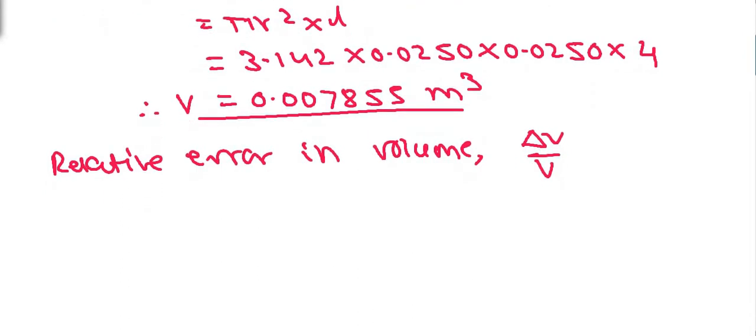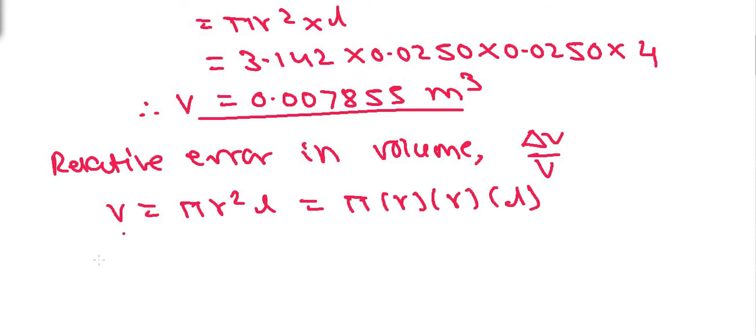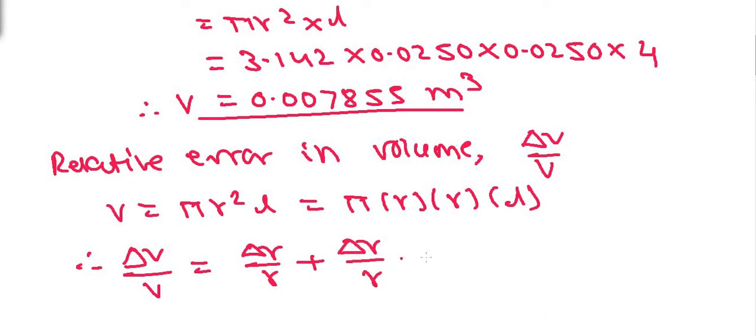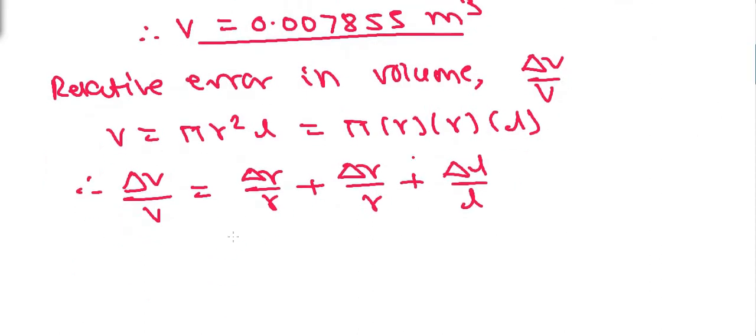Now as we know, volume is equal to pi into r square into L, can be written as pi into r into r into L. Now we can use the formula for product of two functions, and therefore we can write delta V upon V equal to pi the constant term, so eliminate pi, delta R upon R for first R, delta R upon R for second R in the R square, plus delta L divided by L. Now let us substitute the values, and therefore we can write this is equal to 2 into delta R.